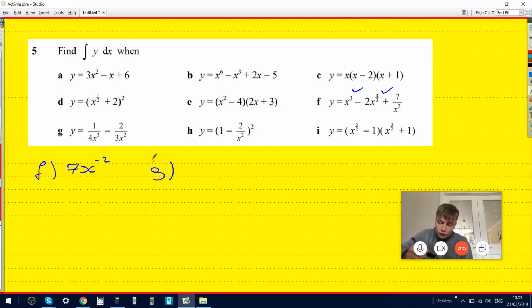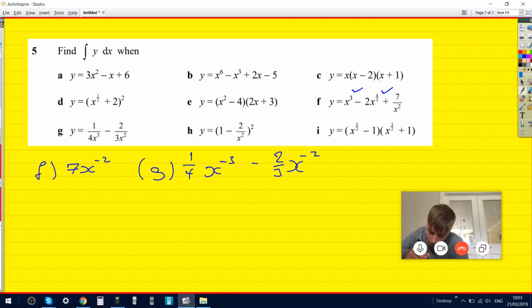How about g? X to the minus 3. So it's going to be x to the minus 3, but the 3 is connected only to the x. Alright, so a quarter. Yeah. And then 2x, 2 over 2/3 x minus 2. Well done. Yeah, I think you're good there.